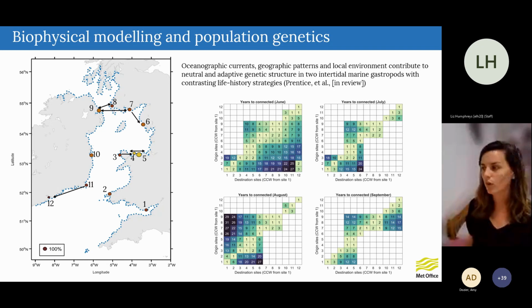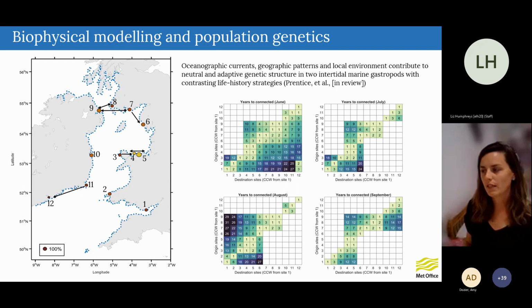So there are 4 connectivity matrices there, and the numbers within them are years to connected. If they're yellow, it doesn't take very long for the sites to become connected. The point here being on the top left of those 4 grids is June, and then it goes June, July, August to September down to the bottom right. And you can see in September there are far fewer connectivities between those sites.